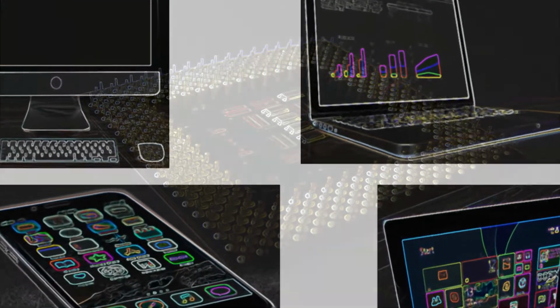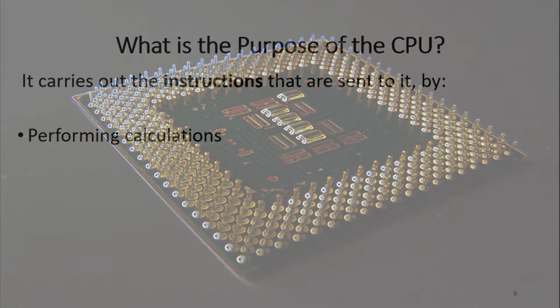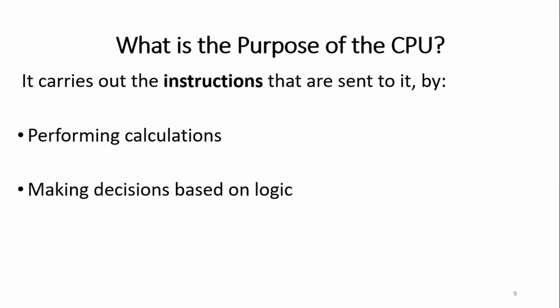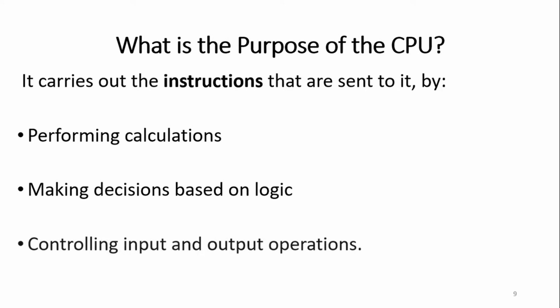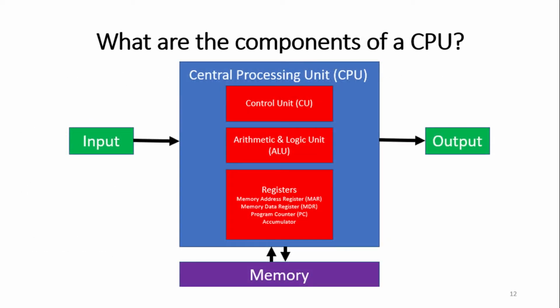Computer devices all contain a central processing unit, or CPU, which is often said to be the brain of a computer device. The CPU carries out the instructions that are sent to it by performing calculations, making decisions based on logic, and controlling input and output operations. Let's start by taking a closer look at the components that make up the CPU.